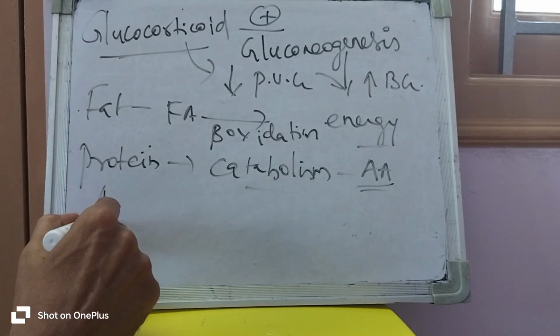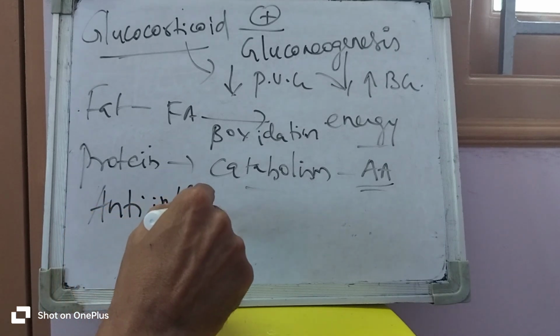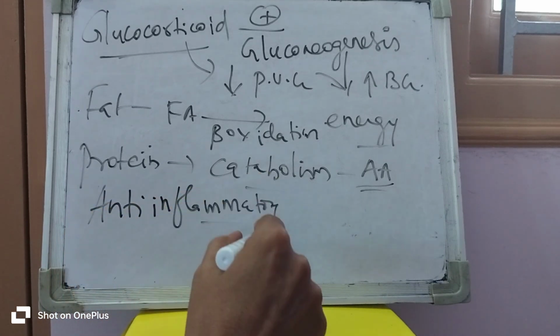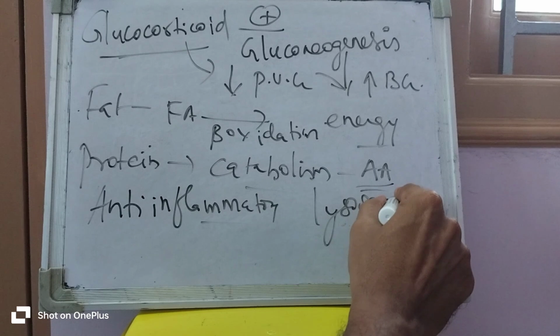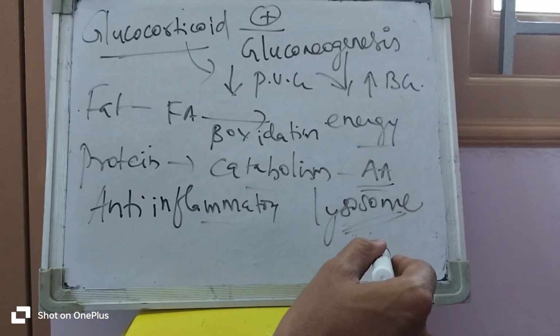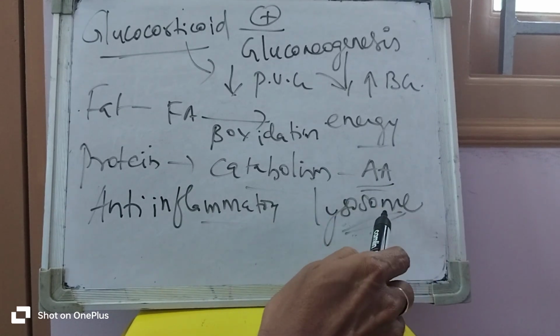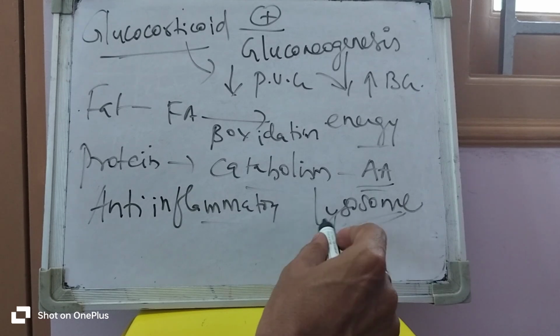And anti-inflammatory action. So anti-inflammatory action is another important function where this cortisol stabilizes the lysosomes. So lysosomes, these are the cell organelles that release proteolytic enzymes that mediate the inflammation. So it stabilizes the lysosome membranes and it inhibits the synthesis of prostaglandins.